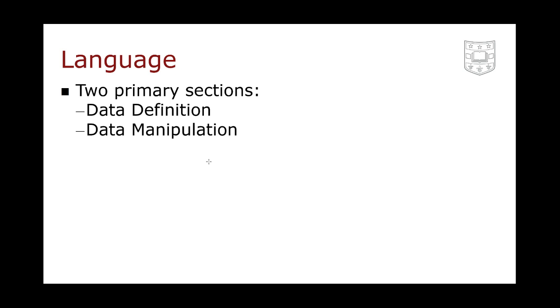There are two types of the SQL language. There's the data definition language. The data definition language is a language that is used to define schemas. I want to create a table. I want to create a column in a table. I want to create a relationship between two tables. Those are all data definition types of tasks.